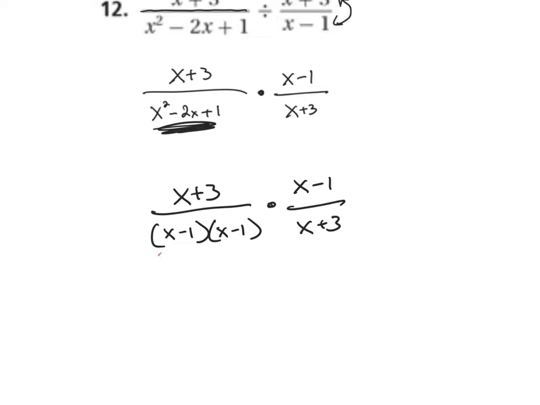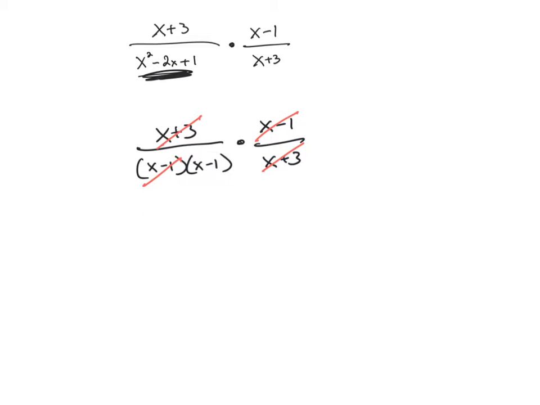All right, what cancels? X minus 1, x plus 3, x plus 3. Okay, what do we have left on the top? 1, because everything canceled, you need a placeholder.